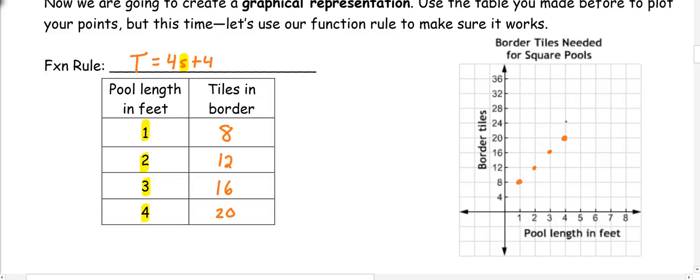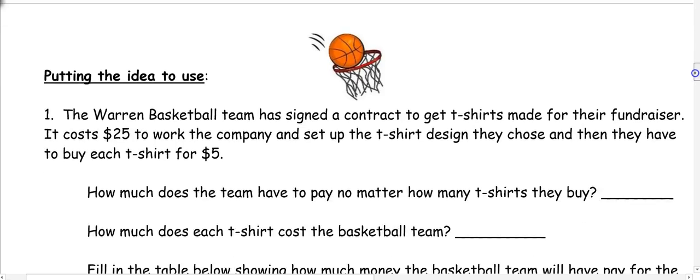I'm not going to connect the dots in this line because we have pool length in feet. All the tiles are coming in a length of feet, so we can't have intervals. We can't have little parts of a foot. We have to have the whole foot for the tile, so we're not going to connect our line because we don't include those numbers. Now let's look at another example to put this idea together.